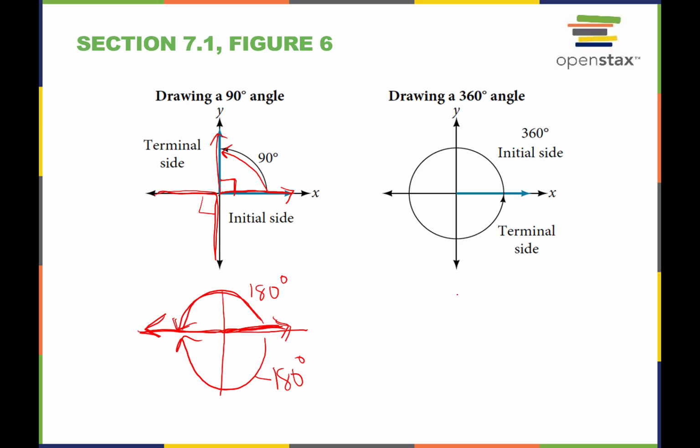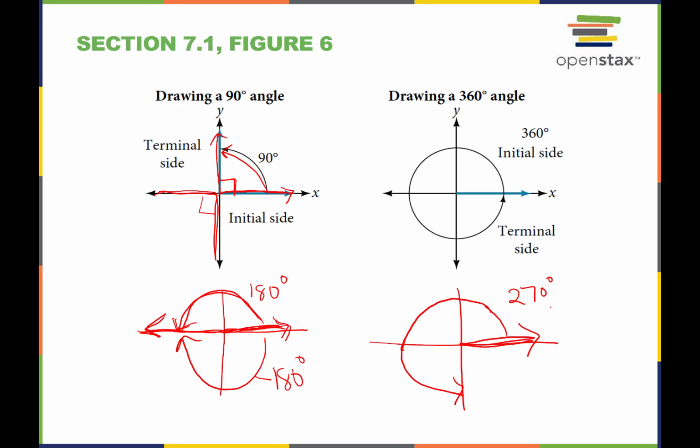All right, now another important angle that we'll use a lot is 270. So if we want it in standard position, we start it here on the positive x-axis. From here to here is 90, then from here to here is 180, and then if I go another 90 degrees this way, then that would be 270 degrees.